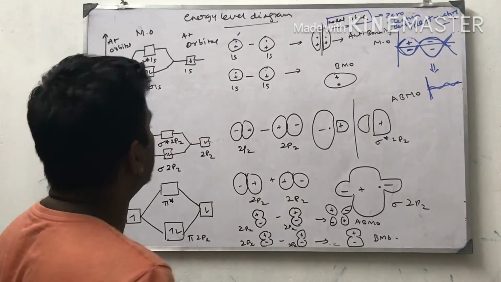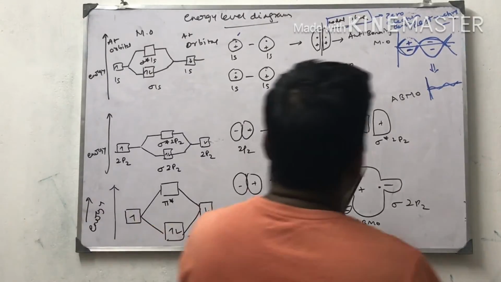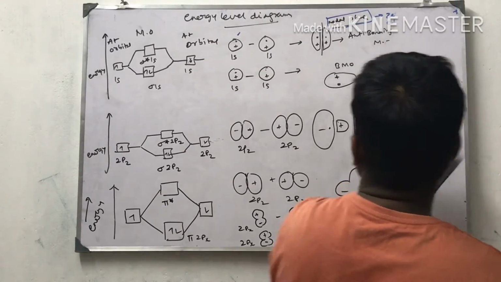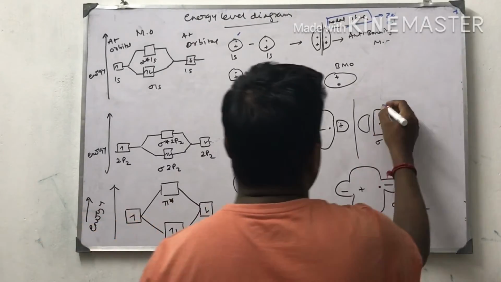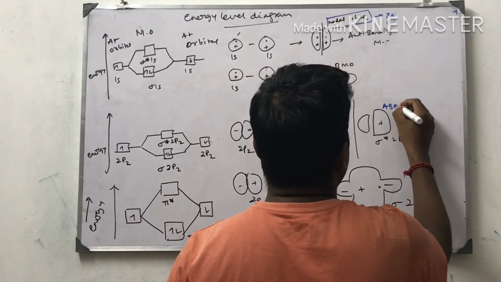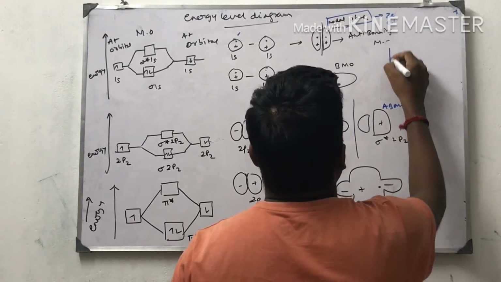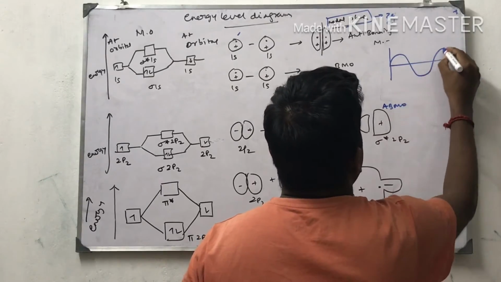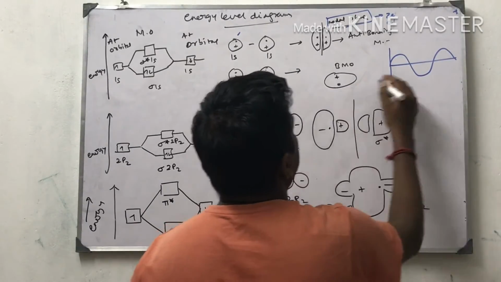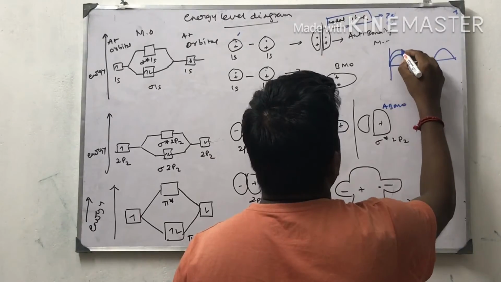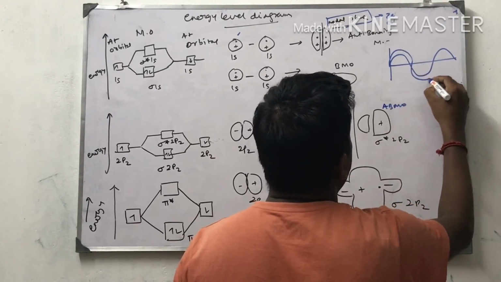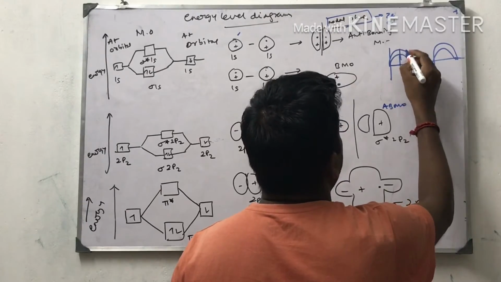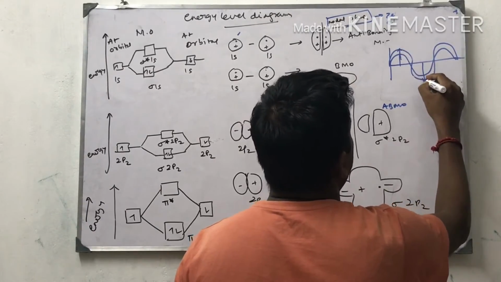Suppose a bonding molecular orbital. Bonding molecular orbital takes place means like this. Constructive interference takes place. This is the first electron. The second electron follows, moving the same way, constructive interference. So this is addition, not subtraction, addition.